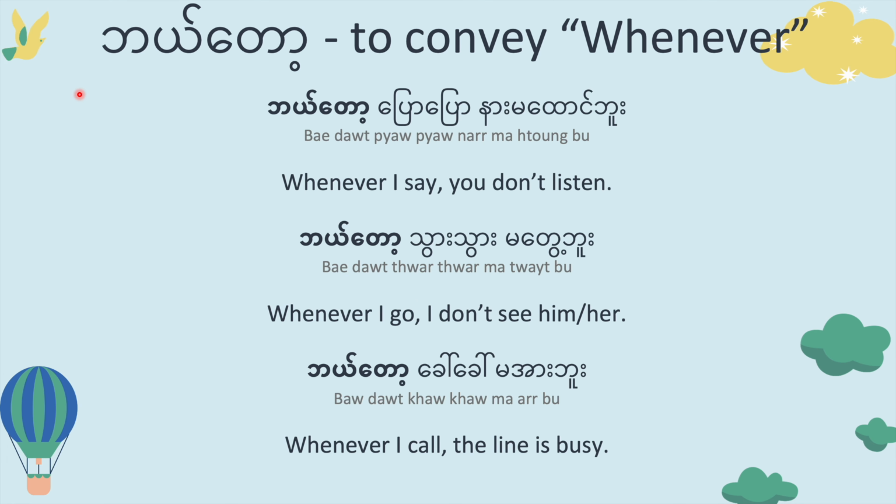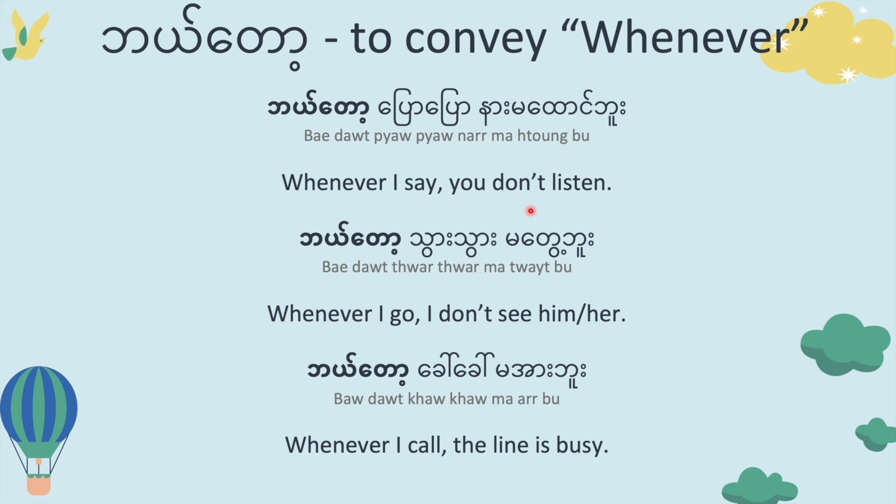In addition to all those, I would also like to mention how to use ဘယ်တော့ to convey the meaning of whenever. Example, whenever I say. Say is ပြော. You have to repeat it twice. ဘယ်တော့ပြောပြော. Whenever I say နားမထောင်ဘူး, you don't listen. နားထောင်တယ် means listen, နားမထောင်ဘူး, don't listen. ဘယ်တော့ပြောပြောနားမထောင်ဘူး.